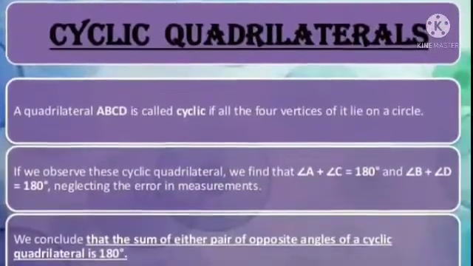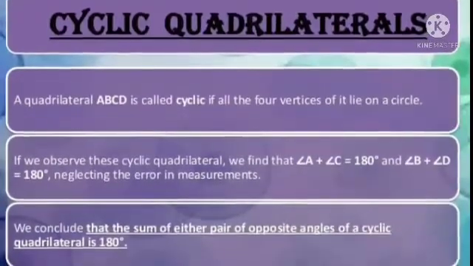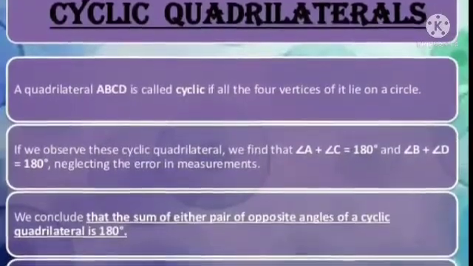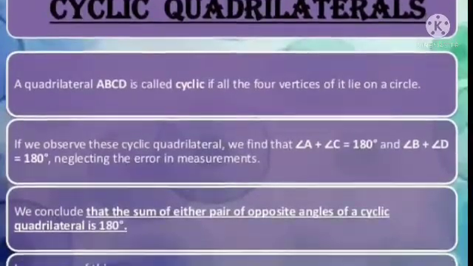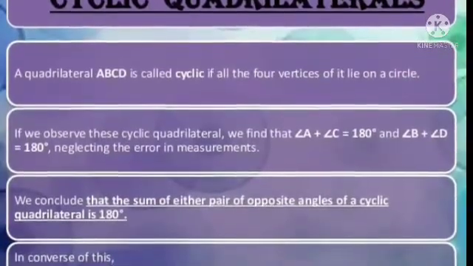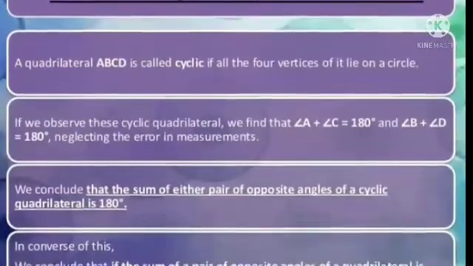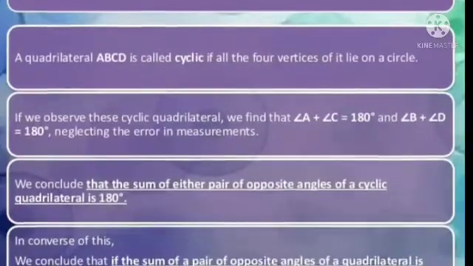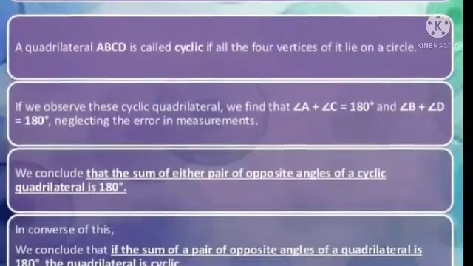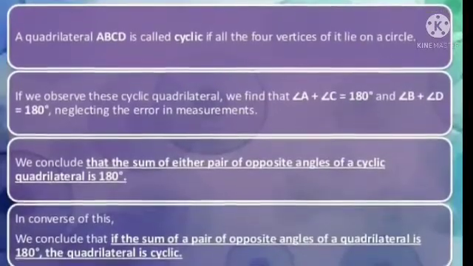Cyclic quadrilaterals. A quadrilateral ABCD is called cyclic if all four vertices of it lie on a circle. If we observe this cyclic quadrilateral, we find that angle A plus angle C is equal to 180 degrees and angle B plus angle D is equal to 180 degrees. Neglecting the error in measurements, we conclude that the sum of either pair of opposite angles of a cyclic quadrilateral is 180 degrees. In converse of this, we conclude that if the sum of a pair of opposite angles of a quadrilateral is 180 degrees, the quadrilateral is cyclic.